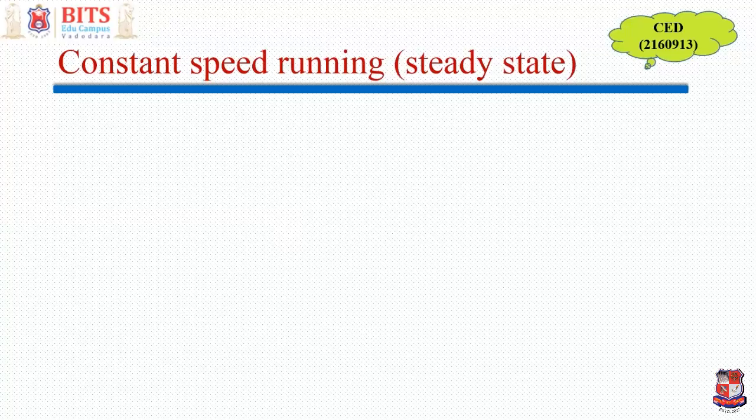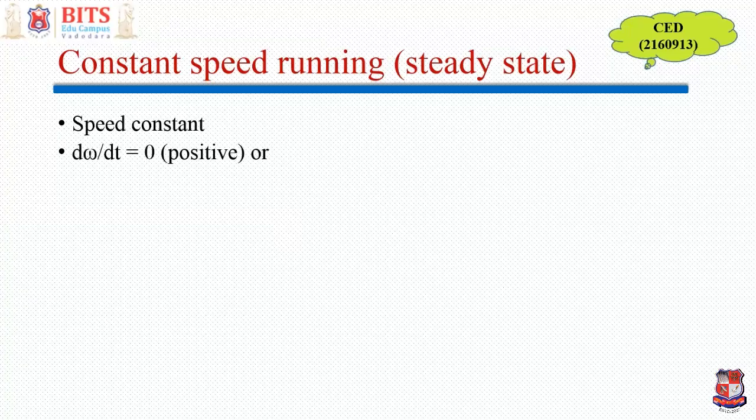The second operation is called steady operation. That means when you have started a drive, then for almost the whole operating region, if it is a constant speed drive, it is going to run at a constant steady speed. So speed is constant in this region. Look at the equation: d omega by dt is equal to 0 because speed is constant. What does it mean? That Tm minus TL is equal to 0, or in other words, Tm is equal to TL.